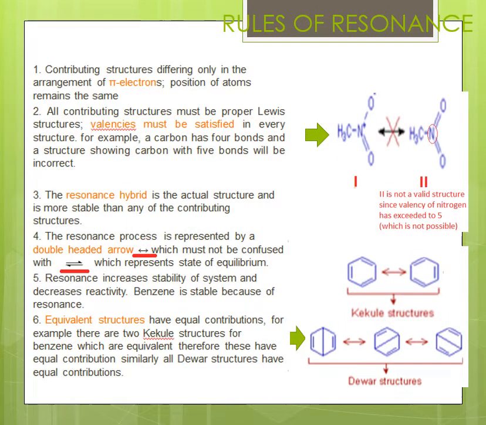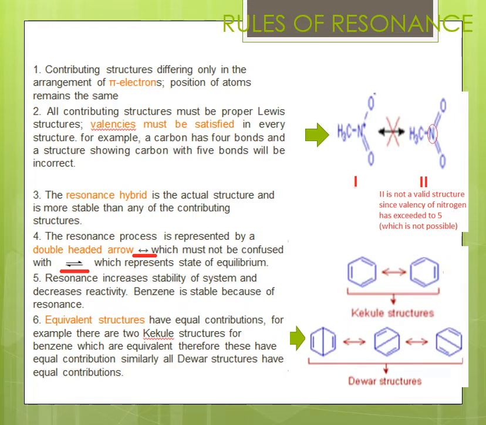Right. So, rules of resonance. Firstly, the contributing structures, again, which are imaginary, differ only in the position of pi electrons, but the position of atoms should remain the same. The second rule for resonance is that all contributing structures must be proper Lewis structures. What we mean by that is the valences must be satisfied in each and every structure. For example, carbon can only form 4 bonds.